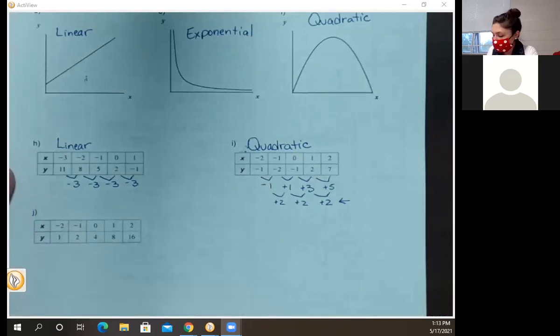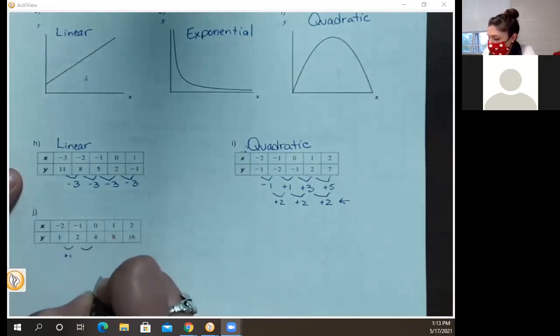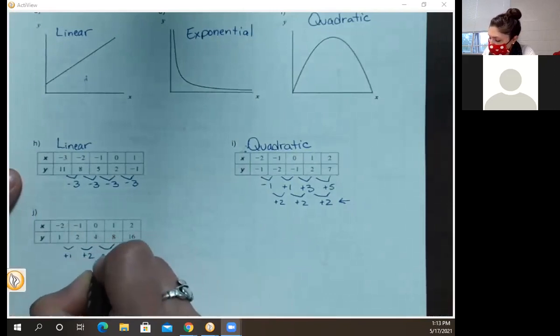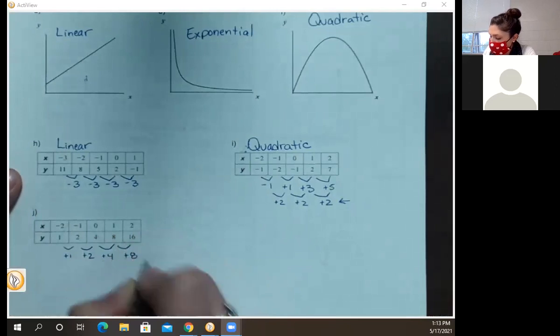And then finally, let's take a look at J. So again, I'm going to start the same way. Am I adding or subtracting the same thing each time? So to get from 1 to 2, I would have to add 1. To get from 2 to 4, I have to add 2. To get from 4 to 8, I have to add 4. To get from 8 to 16, I have to add 8. So it's not a linear function.